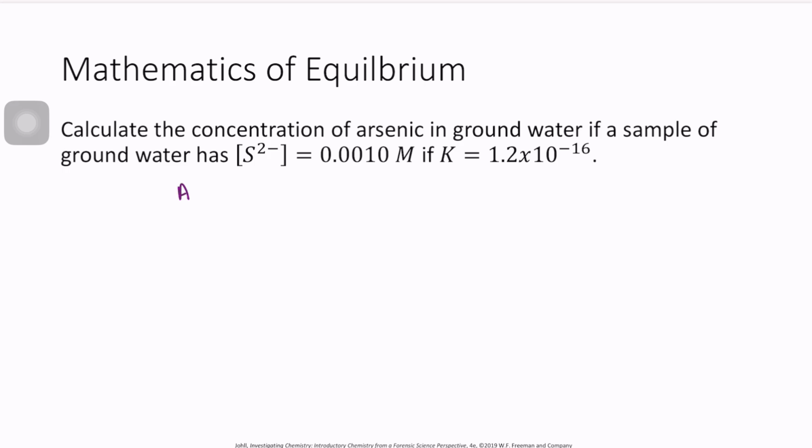So remember, we have our equilibrium equation. So we have two arsenic ions, three sulfide ions. And we can use the equilibrium equation to come up with our equilibrium expression. So K is equal to the concentration of arsenic squared times the concentration of sulfide cubed.